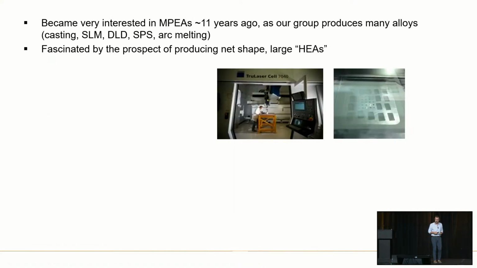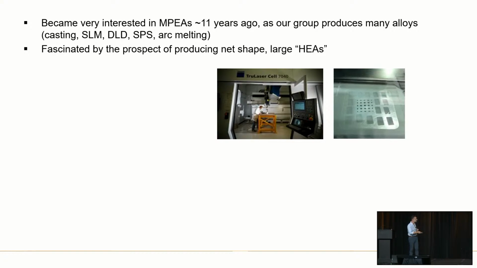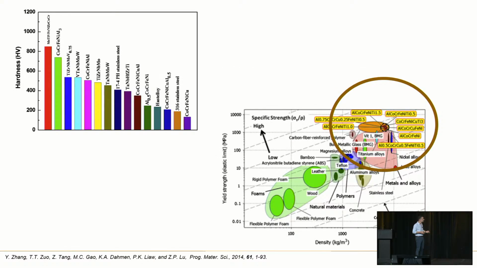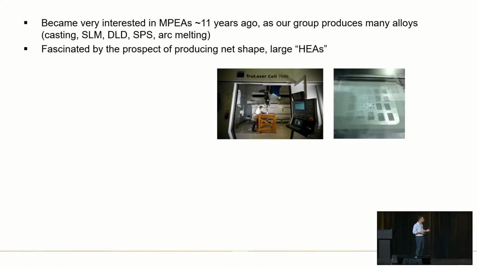So really, really interesting. I became interested in them about 11 years ago or so because our group produces a lot of alloys. We have casting, we have selective laser melting, direct laser deposition. You can see here laser powder bed fusion, 3D printing. We have spark plasma sintering, arc melting. And the reason why they were interesting for us is, if you recall this slide before, you've got all these wonderful properties. We thought, wouldn't it be great if you could make them in net shape and conserve these properties? When you make something in its final shape, then it's ready to use.